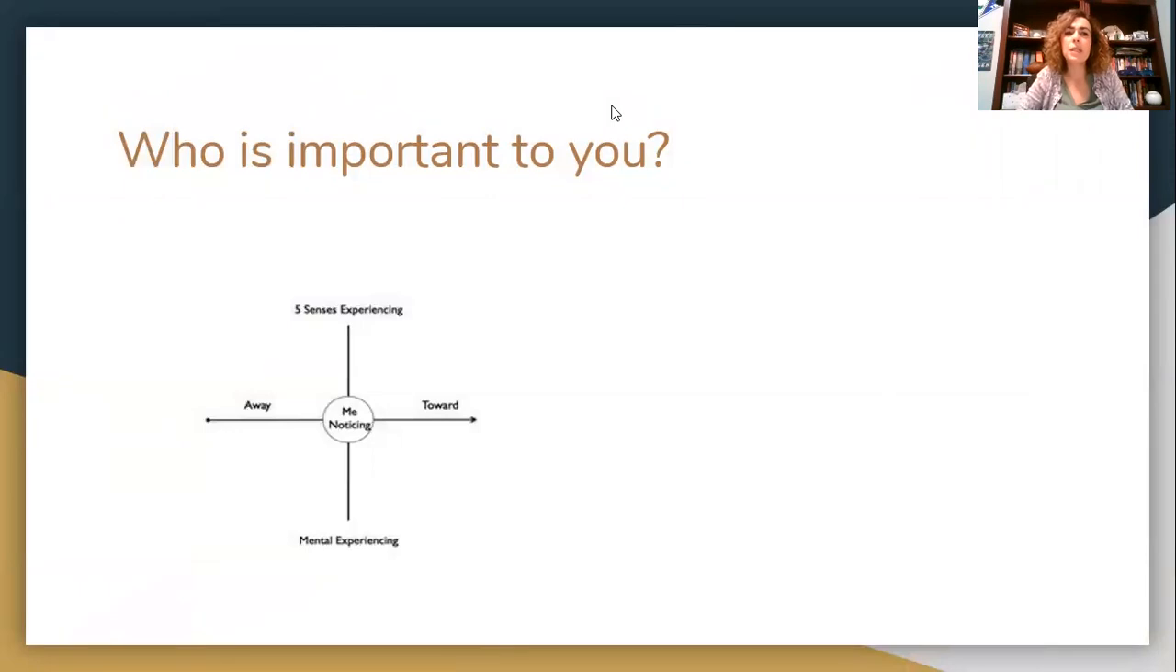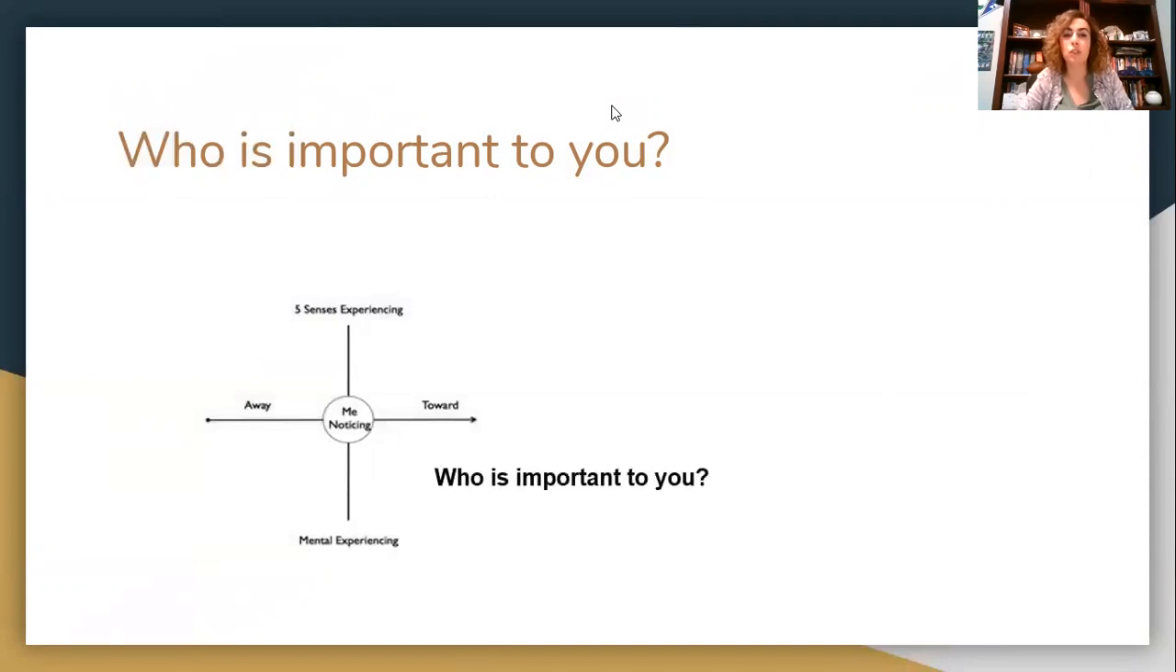So who is important to you? That's the first question that we're going to ask, and we're going to place it, if you're following along with a paper and a pencil, and if you want to write down some of your answers, into your lower right-hand quadrant. Who's important to you? What are things that you value?